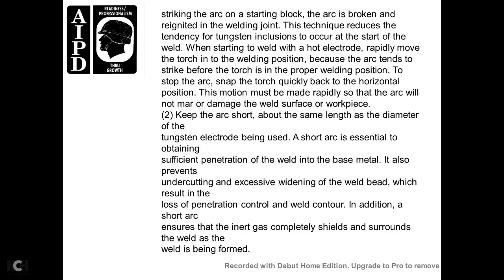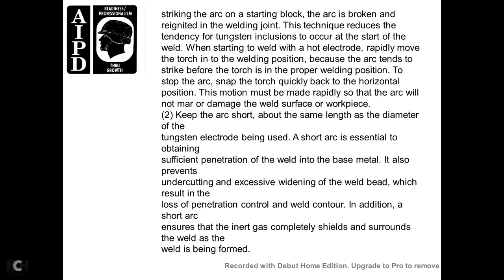When starting to weld, the hot electrode rapidly moves with the torch into the welding position, because the arc tends to strike before the torch is in the proper welding position. To stop the arc, snap the torch quickly back to the horizontal position. The motion must be made rapidly so that the arc will not damage the welding surface of the workpiece.